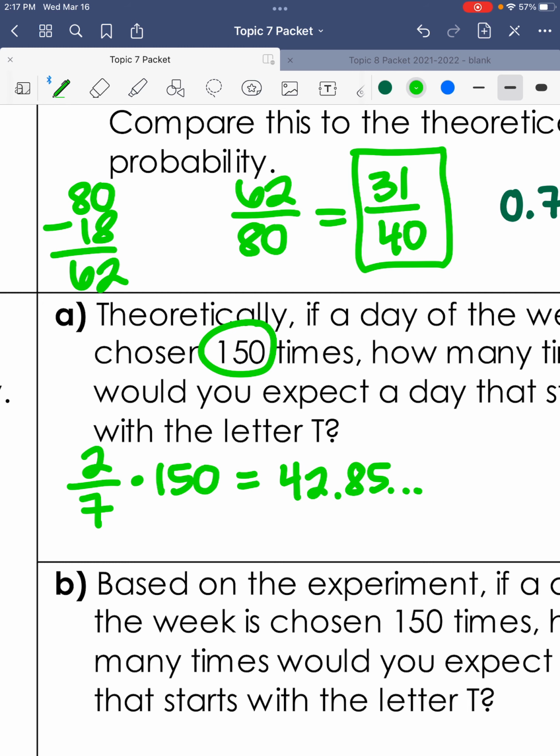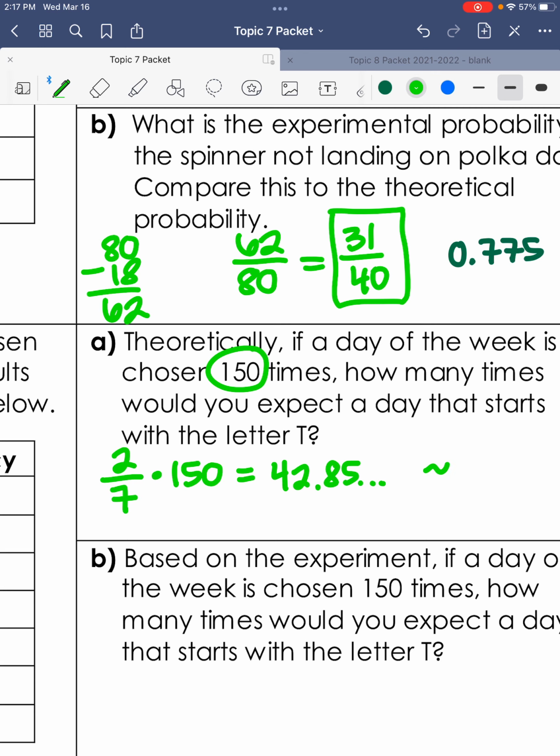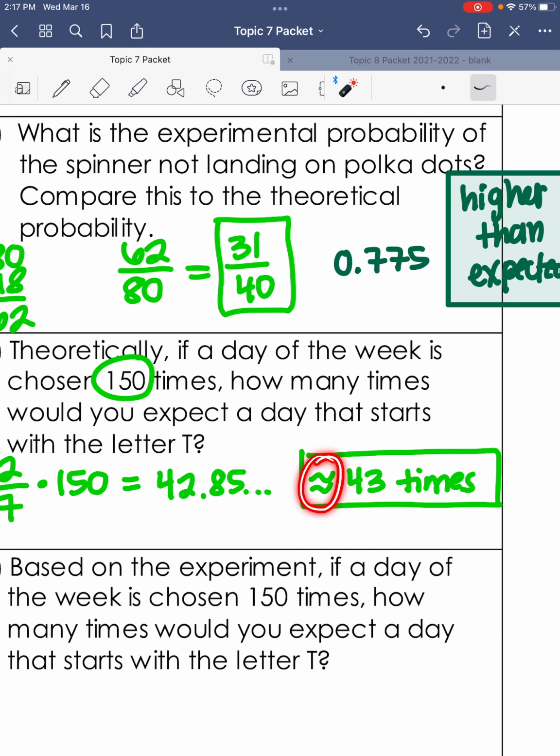So because we can't have it happen a point something of a time, we've got to round that. So let's round that to a whole number. Well, because I've got an 8, I'm going to round that up. So I'm actually going to say about 43 times. Remember that little squiggly equal sign means about.